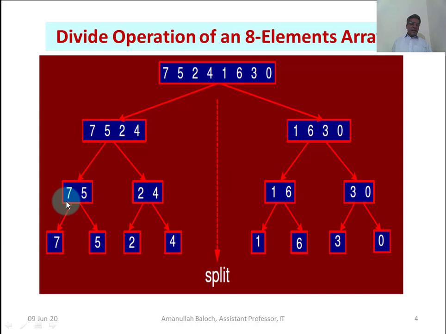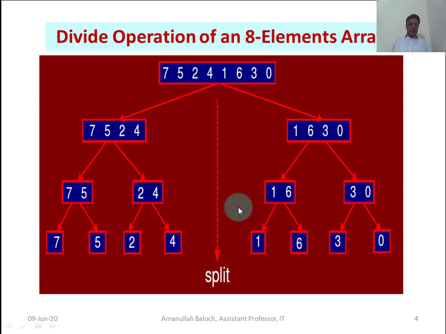Again, this process will repeat, and this is called recursion: repetition of the same process again and again until a specific limit is reached. 7 and 5, this is a 2 element array, and we subdivide it into 2 parts, 7 in one array and 5 in the second array. Now these are 1 element arrays, or atomic arrays. 2, 4 is also subdivided into 2 parts, 2 and 4, and likewise 1, 6, 3, 0.